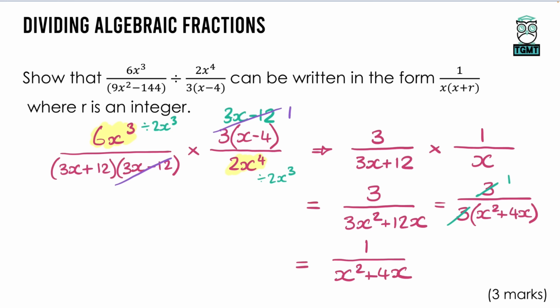Now we are almost finished. It does say in the question it wants it in the form on the denominator here, x brackets x plus r. So we just need to factorise x out of the denominator. We've still got 1 on the top, which is what we wanted. On the bottom we'll have x lots of, x times x makes the x squared, and x times 4 makes the 4x. And there we go. R, or the value of r, is 4, and we've got it in that form that it was asking for.